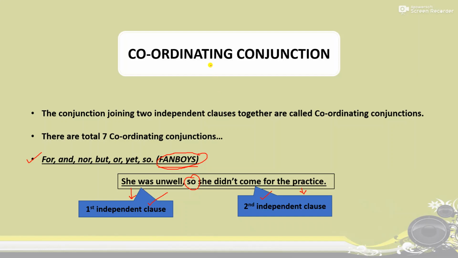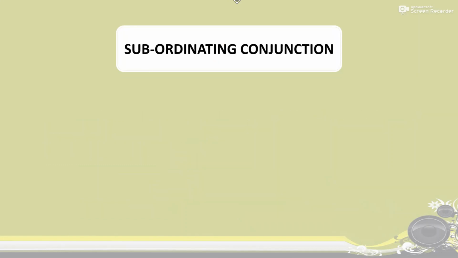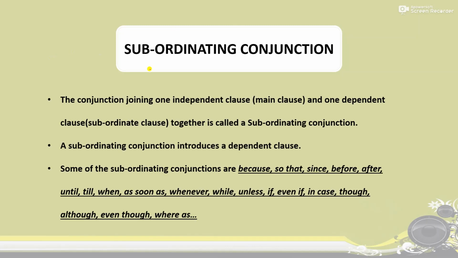Coming to the second type of conjunction, it is the subordinating conjunction. Now, the conjunction which joins one independent clause, that is one meaningful sentence, and one dependent clause, that is one incomplete sentence, together is called a subordinating conjunction. The subordinating conjunction always introduces a dependent clause. It means the dependent clause always begins with a subordinating conjunction.